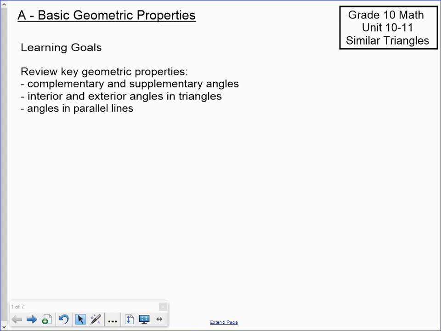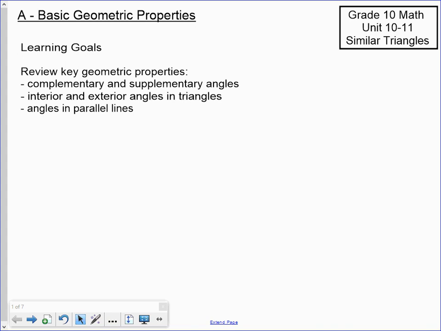So in this lesson, we're just going to be reviewing some basic geometric properties that you learned in grade 9 for sure, possibly in grade 8, possibly even going all the way back to grade 7. And these geometric properties are going to be important to us when we're solving problems through Unit 10, 11, 12, 13, and 14, 15, which are all about trigonometry.